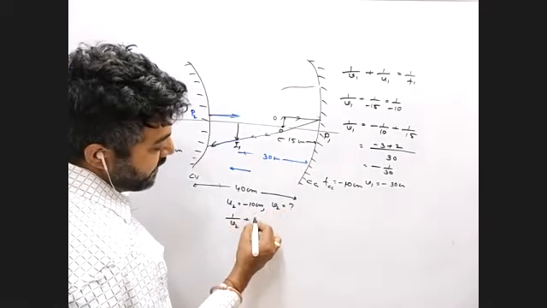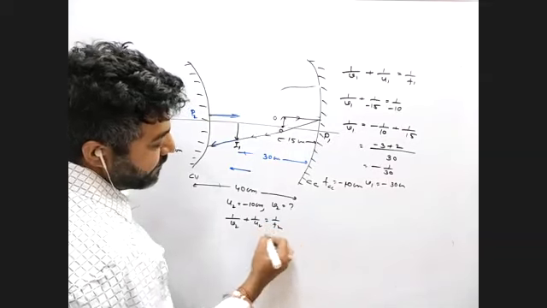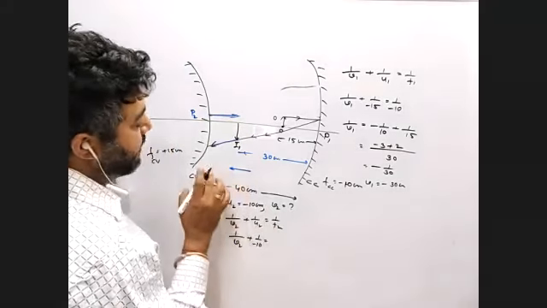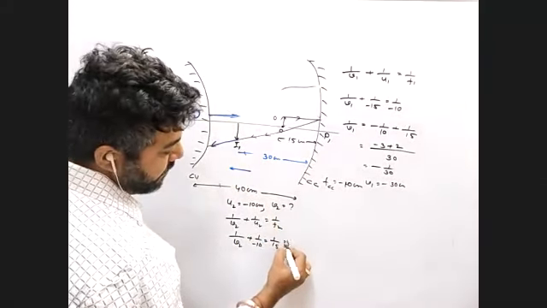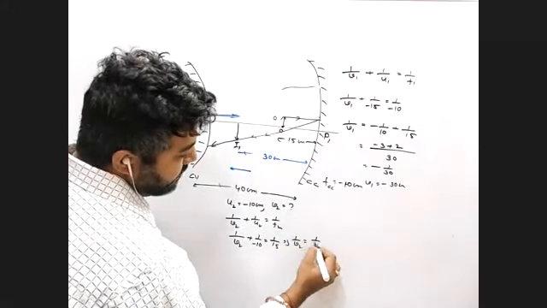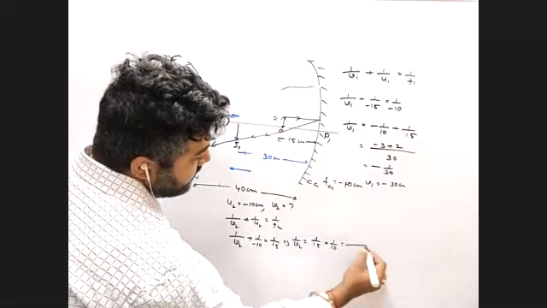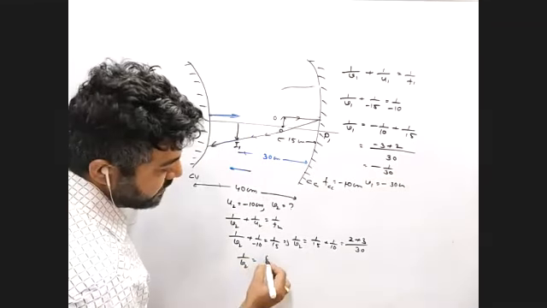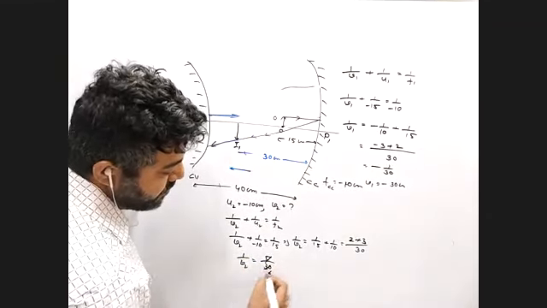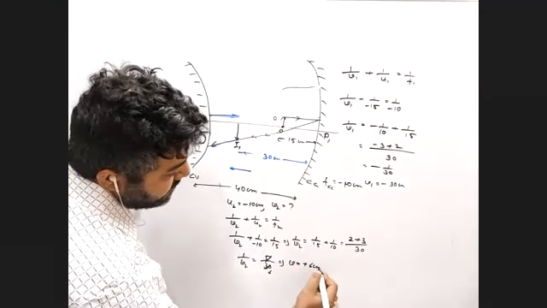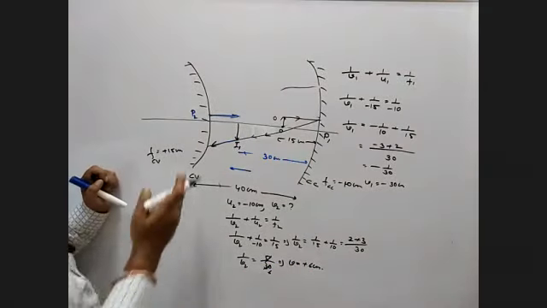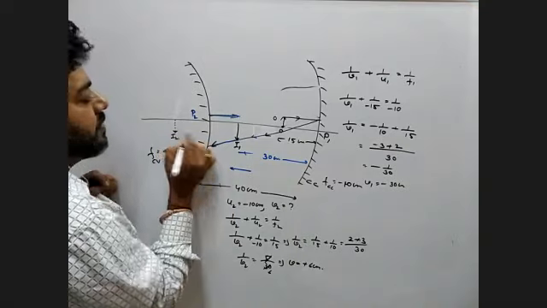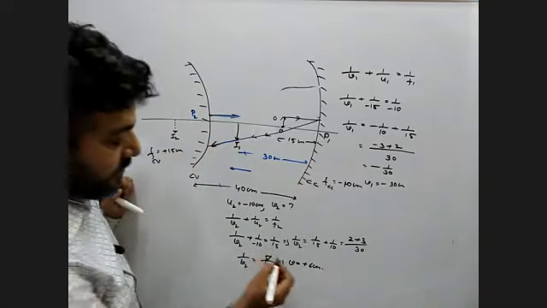So 1 by V2 plus 1 by U2 is 1 by F2. V2 you don't know, U2 is minus 10 and F2 is plus 15. So from that, 1 by V2 is 1 by 15 plus 1 by 10, that is 2 plus 3 over 30. So 1 by V2 is 5 by 30. So V2 is plus 6 centimeter. What do you mean by plus 6? That is in this direction, and erect with respect to I1. So that one you can say V2.